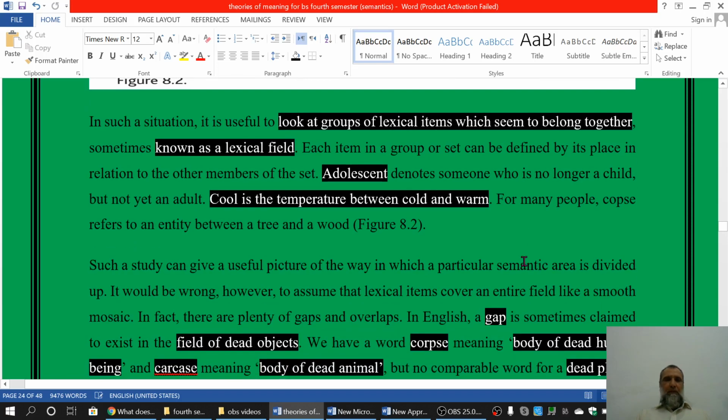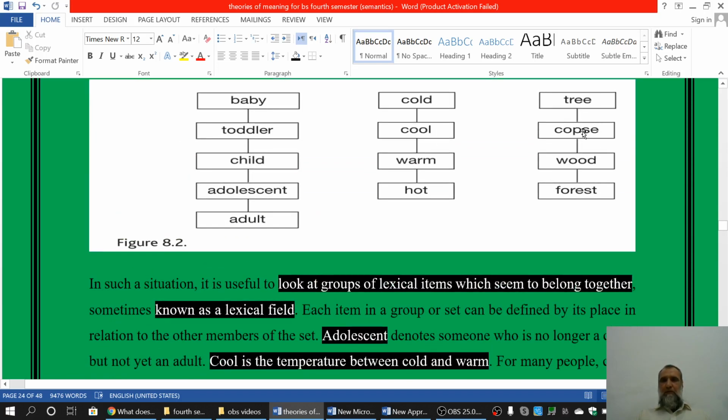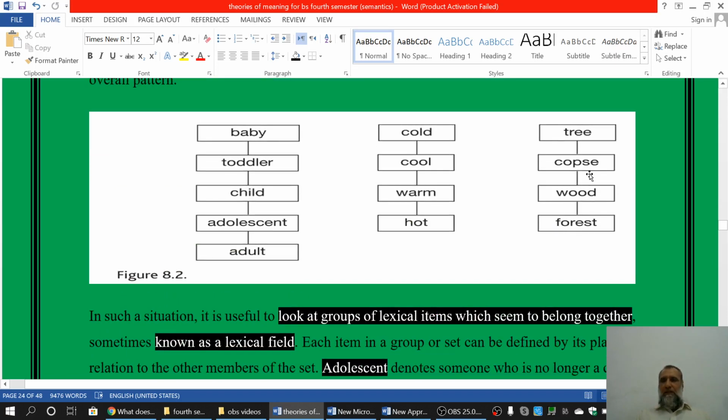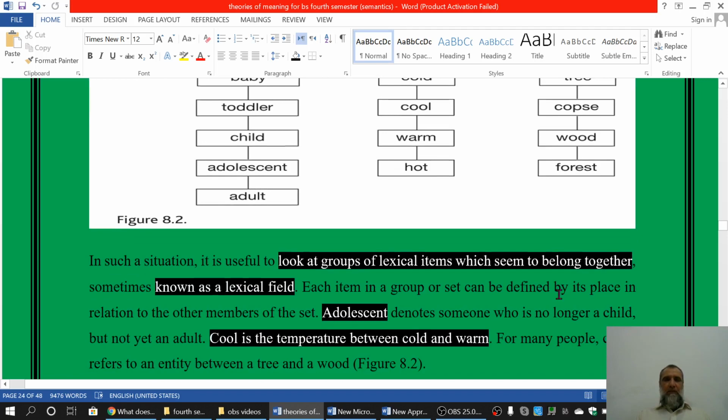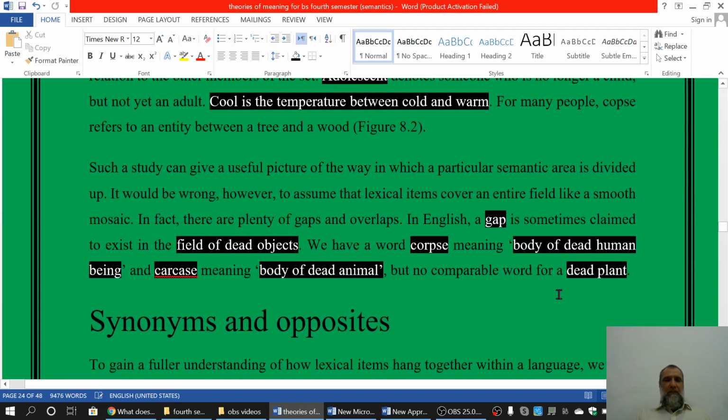For many people, copse refers to an entity. Copse is a group of trees. Copse refers to an entity between a tree and a wood. So this is an entity between one single tree and a wood, which is a full jungle. So this is how semantic field works.